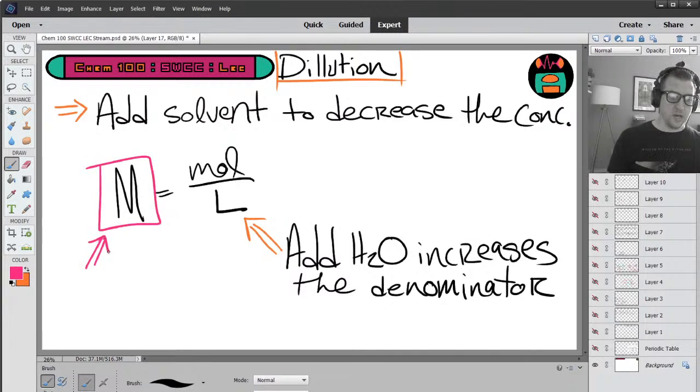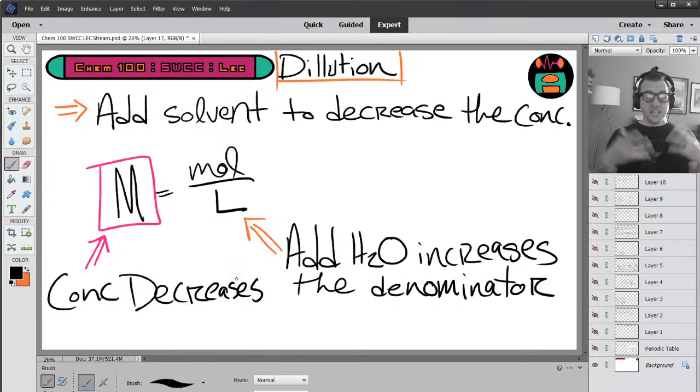Right, so your concentration decreases because the denominator of your expression is increasing. All right, and that's what we're doing with dilution.